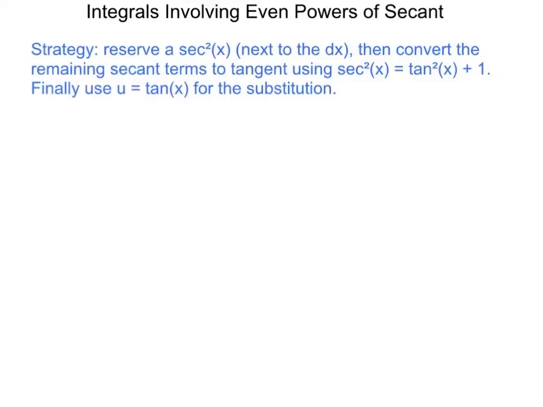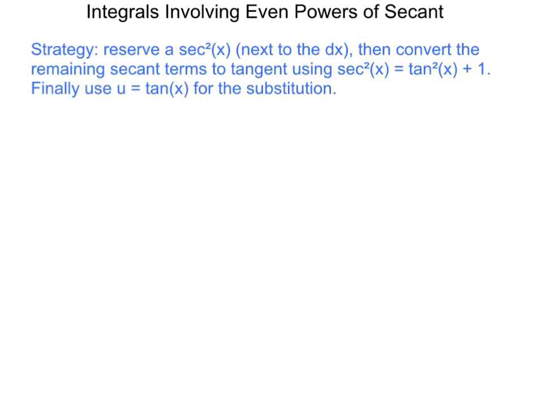Here we come to the last of our lessons about specific u substitutions using trig functions, and this one has to do with even powers of secant. Your strategy here is, if you have an even power of secant, reserve a secant squared next to the dx. Convert the rest of the secant terms into tangent, using secant squared equals tangent squared plus 1, and then finally use u equals tangent x for your substitution.